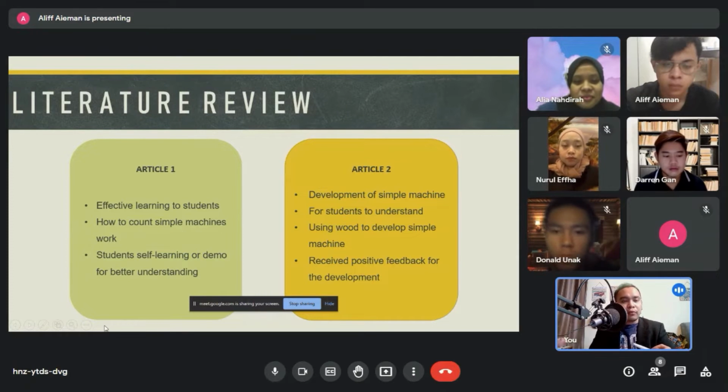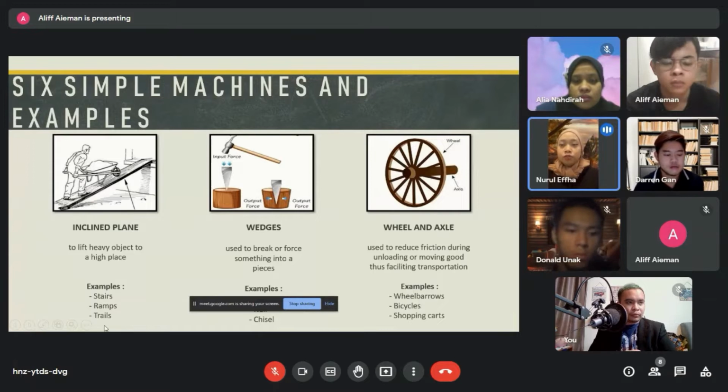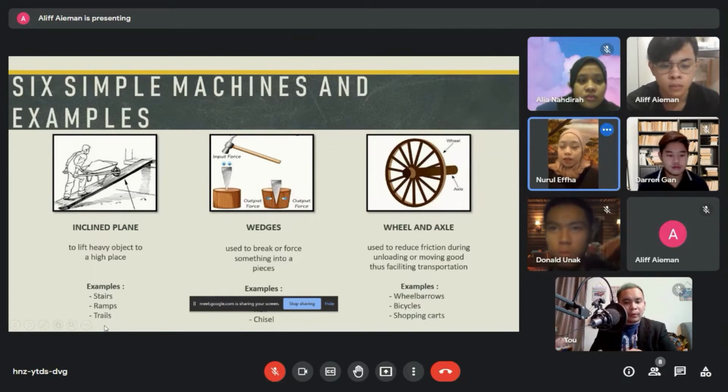So I will pass back to Eva. She will continue with six simple machines examples. This is the 6 simple machines and the examples. First is the inclined plane. It is used to lift heavy objects to a high place. For example, stairs, ramp, and trail. Next is wedges. It's used to break or force something into pieces. For example, axe, nail, and chisel.